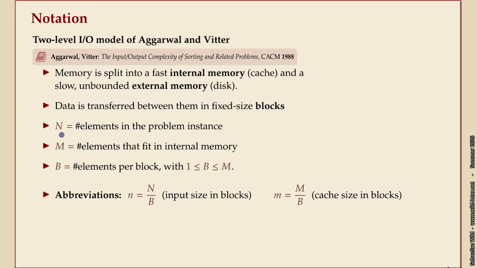The input size will be denoted by capital N in this chapter. That's somehow the convention, and little n is an abbreviation where you divide N by the block size. So how many blocks your input occupies is the little n. And similarly for capital M, that's the number of elements that fit in internal memory, divided into blocks, so little m blocks in internal memory. Okay.